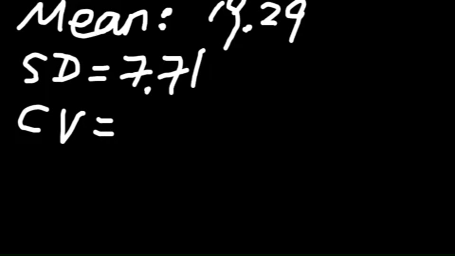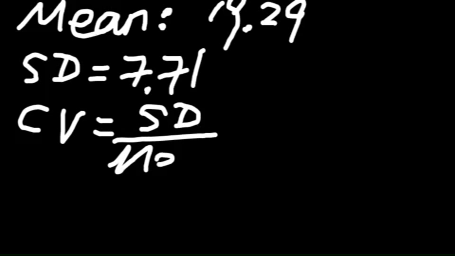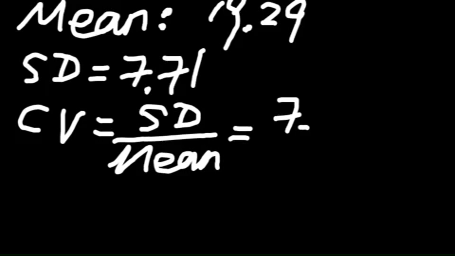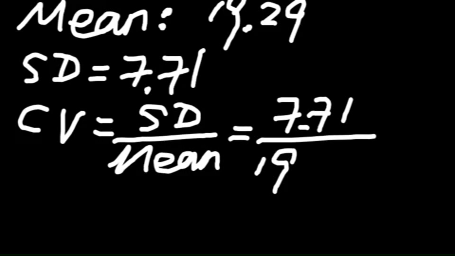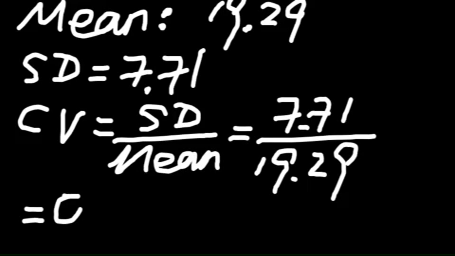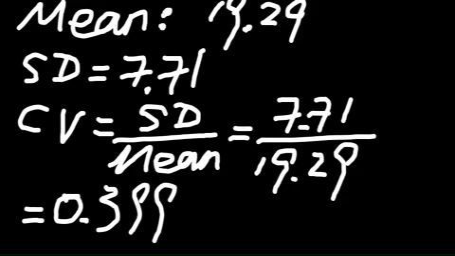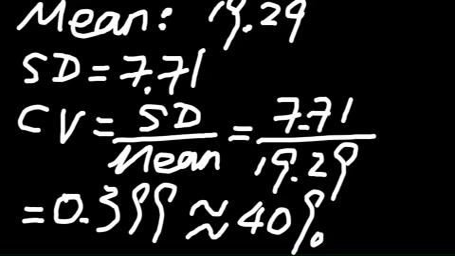And this comes from standard deviation divided by the mean. So that will be 7.71 divided by 19.29. And then you will get 0.399. CV is always expressed in percentage, so it is around 40%.